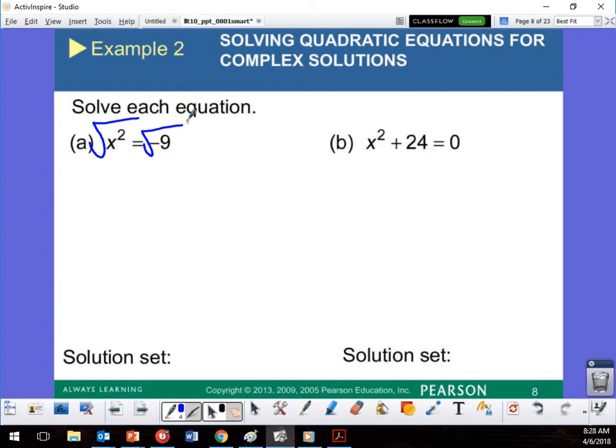But when I take the square root of something, I have to account for one thing. Plus and minus. Thank you. Plus and minus. For right here, I have to account. So when I do this to both sides, it's going to be x equals plus or minus. So now x equals plus or minus square root of -9.